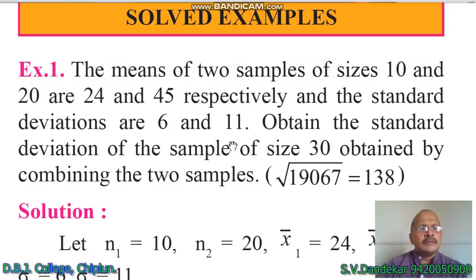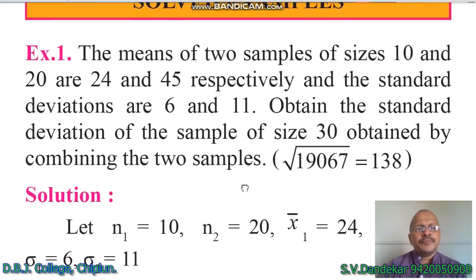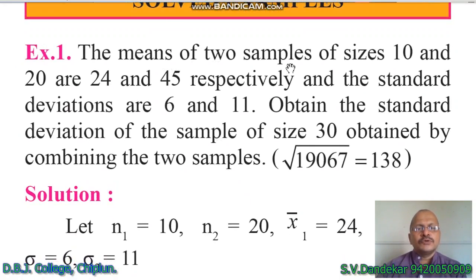Let us see the solved examples. The means of two samples of sizes 10 and 20 are 24 and 45 respectively, and the standard deviations are 6 and 11. Obtain the standard deviation of the sample of size 30 obtained by combining the two samples. Given that square root of 19067 is equal to 138.